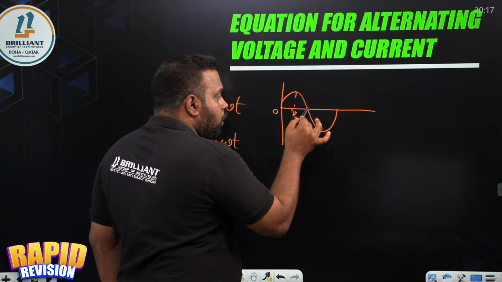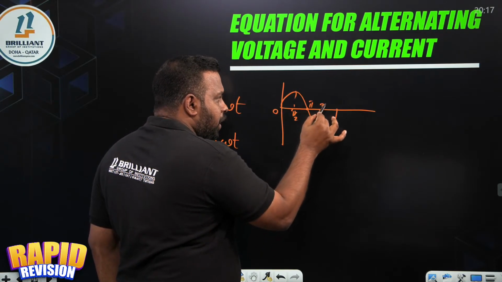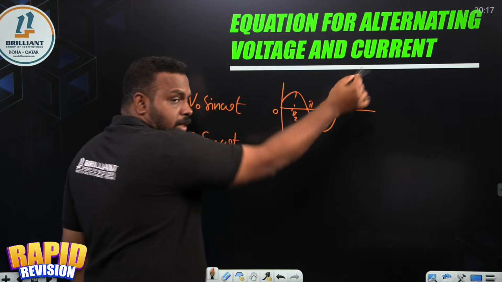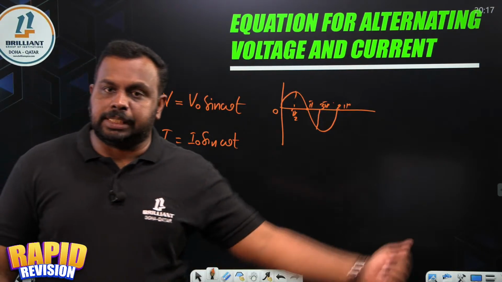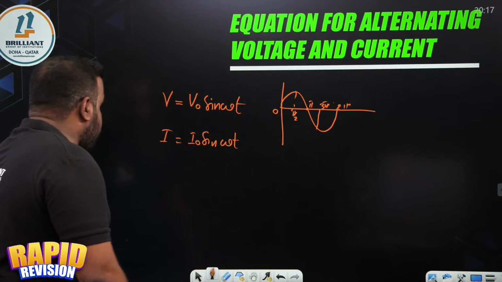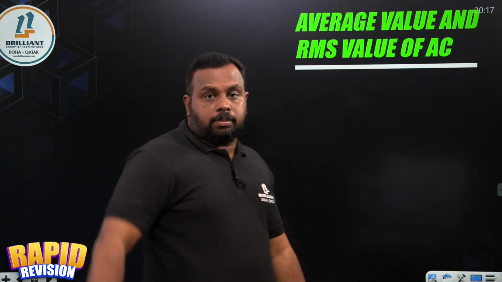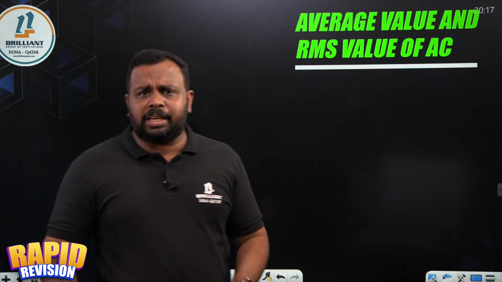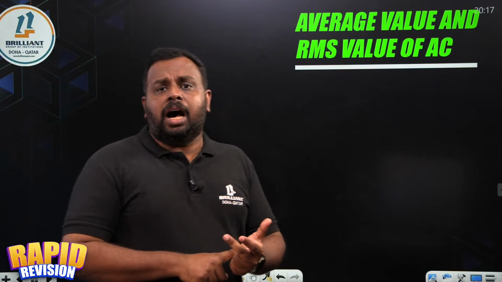That means pi by 2, pi, 3 pi by 2, and finally 2 pi, right? This is the variation of voltage and current. Okay, so I think that part is very clear. Next, average value and RMS value. In many numericals you can see what is the average value, what is the RMS value.